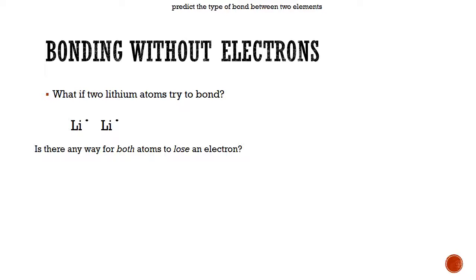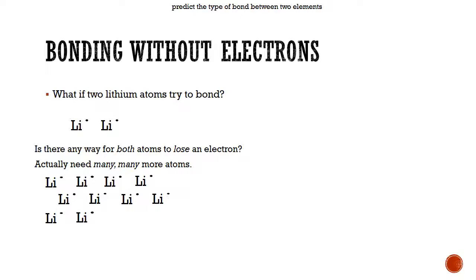Ask yourself, is there any way for both of the atoms to lose an electron? Remember, those electrons have to go somewhere, because lithium is going to want to lose its valence electron, as with any other metal, and it really can't happen unless we have a whole bunch of atoms. We need lots and lots of lithium atoms. So just putting a bunch of lithium atoms here, and notice they are arranged in a specific pattern. There's a reason for that. We'll talk about that here just a bit.